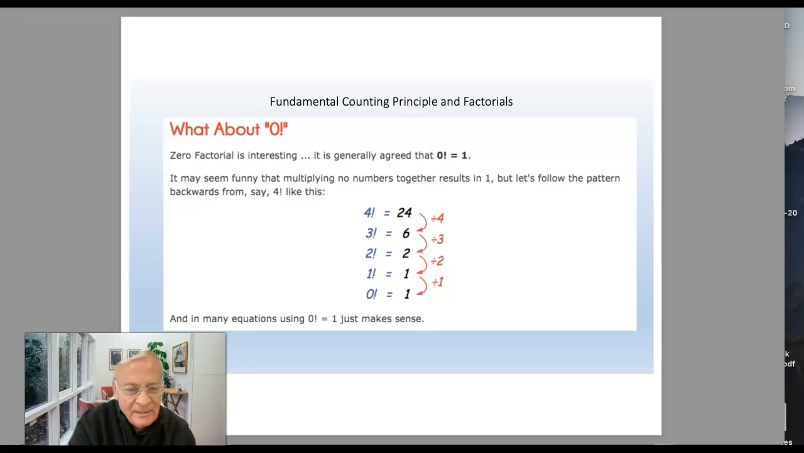For definition, 0 factorial is equal to 1. Just accept that. 0 factorial equals 1.